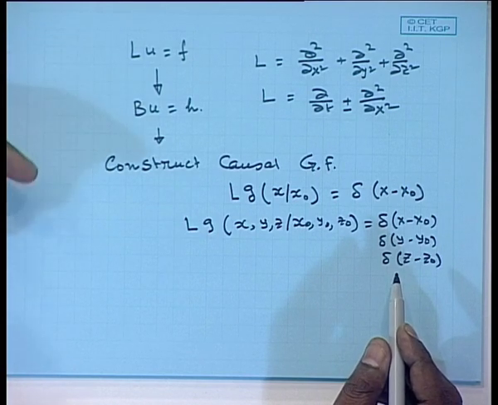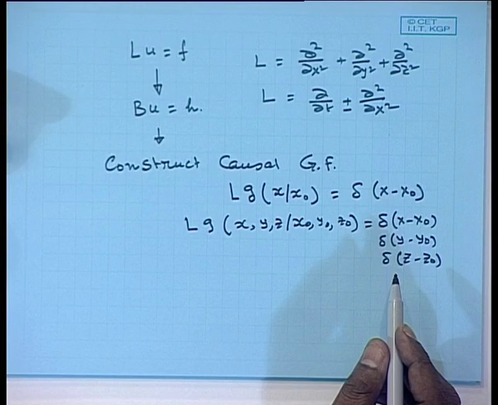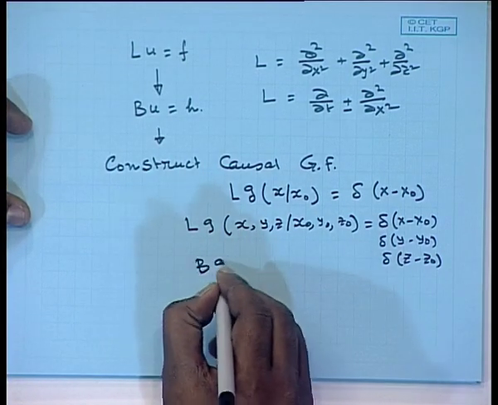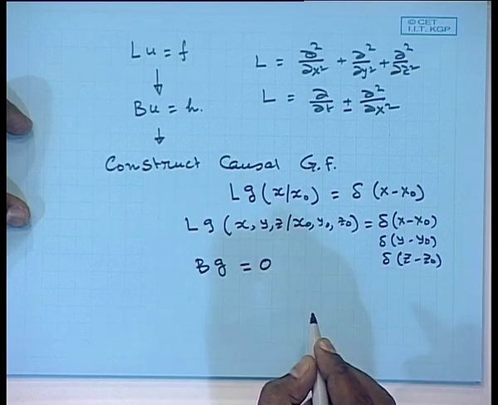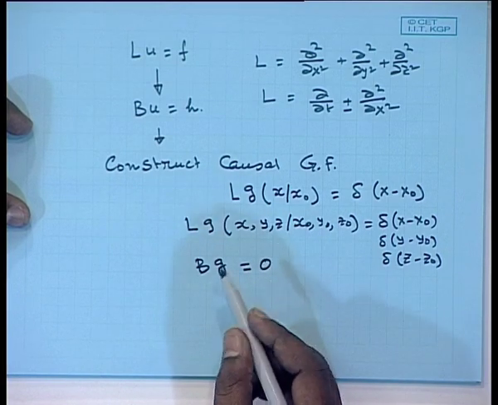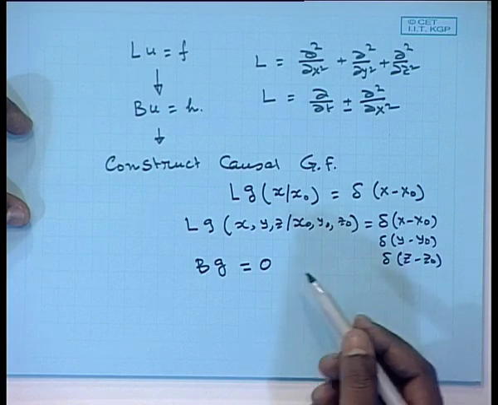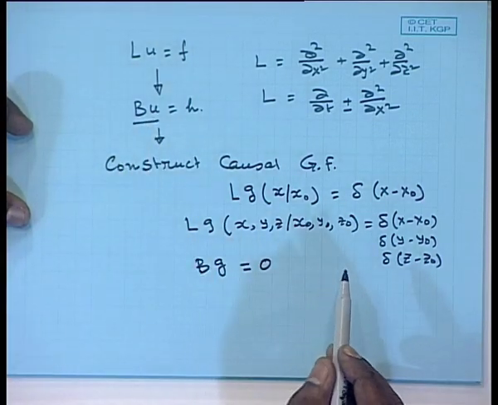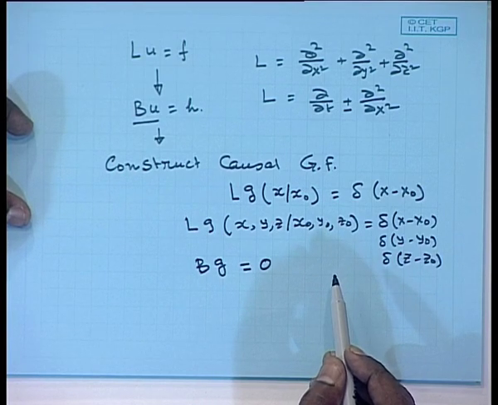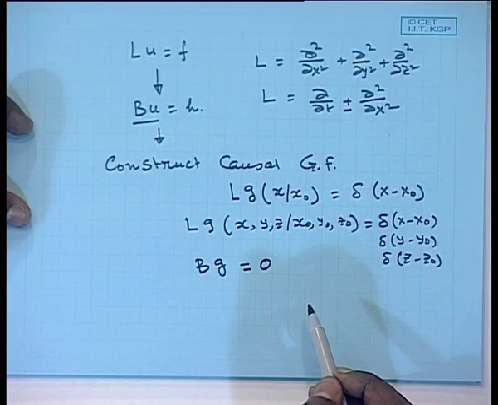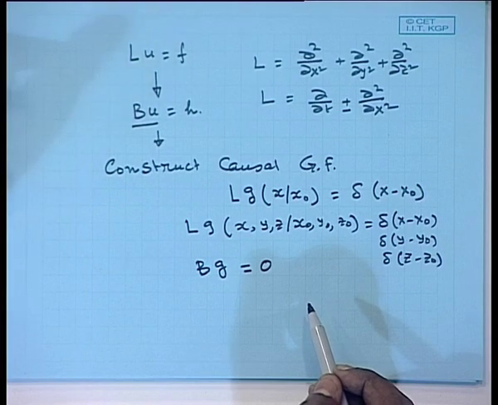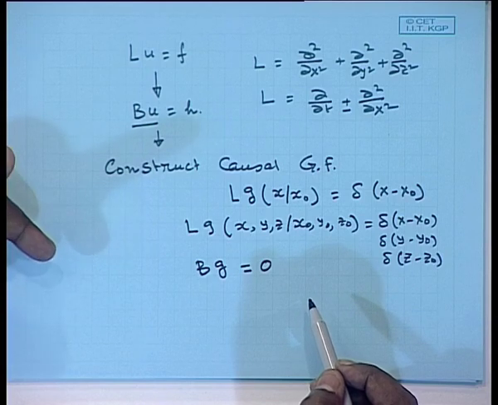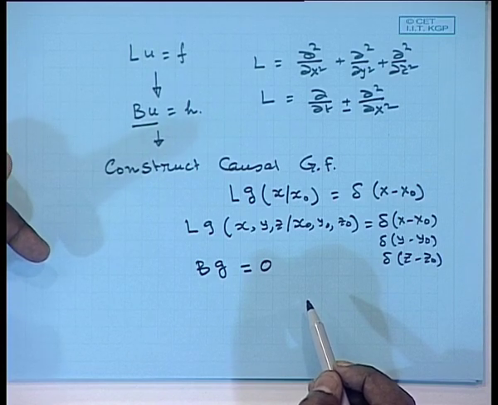In other words, you will be forcing the boundary conditions of Green's function to be homogeneous, that is, equal to 0, and the form of the boundary conditions will be exactly the same as in the original problem. Suppose in the original problem we have a mixed boundary condition at x equal to 0, let us say del u del x plus u is equal to h. Then the corresponding boundary condition in the Green's function will be del g del x plus g is equal to 0.